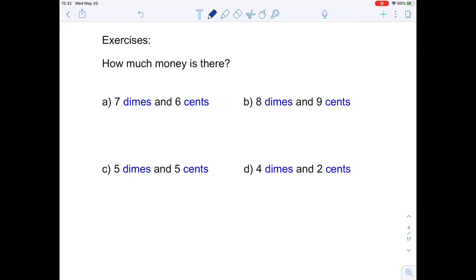All right, the first one we would have 7 dimes. We have 70 cents plus 6. That would make 76 cents. Next we have 80 plus 9, 89 cents. Next 50 plus 5, 55 cents. And finally 40 plus 2 is 42 cents.